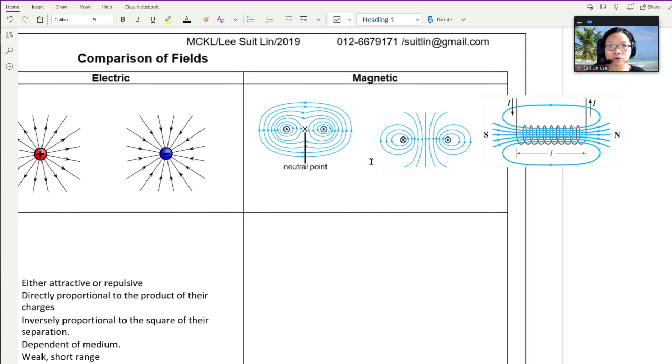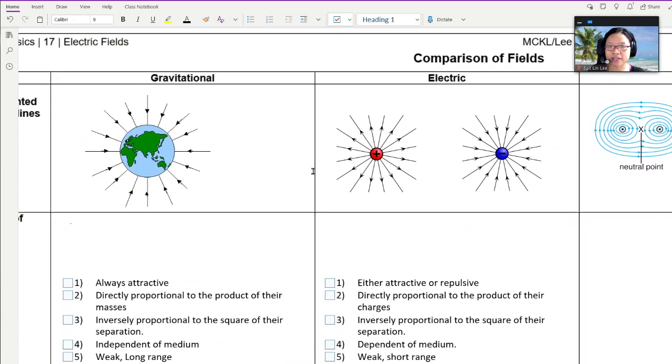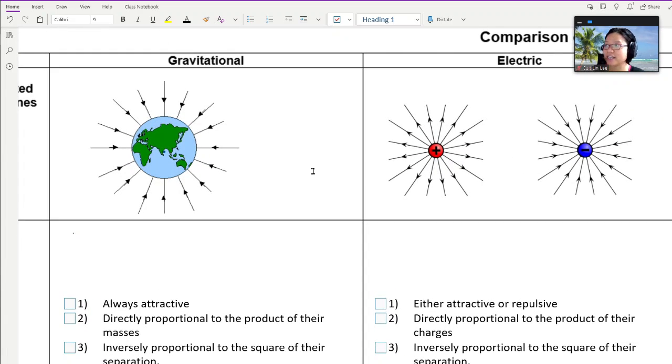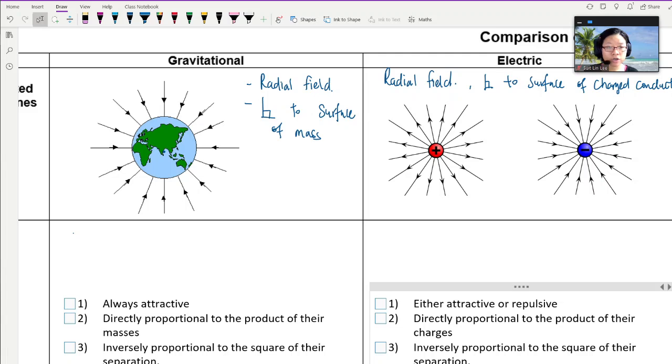All right, so now we're going to zoom in and stare at the field lines and compare the gravitational and the electric field lines. What kind of similarities do you see and what kind of differences do you see? What do you think? You can pause the video and write some observations.